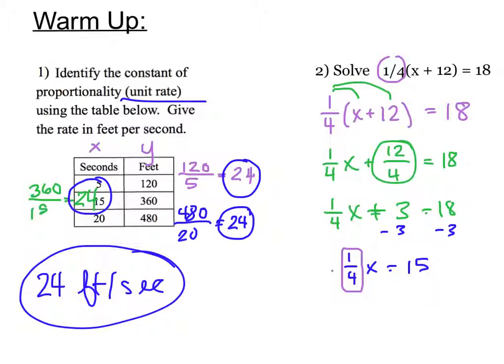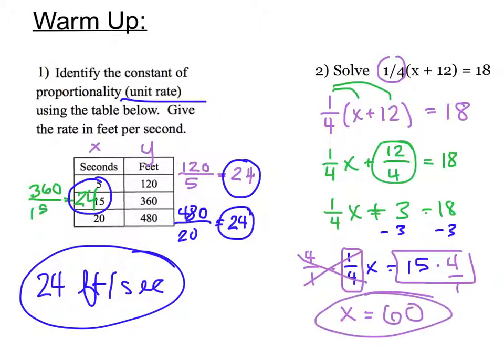easier way to do it is to multiply it by the reciprocal, which would be 4 over 1. So you multiply by the fraction flipped over, and if you do it to one side, you have to do it to the other side. So we're going to multiply both sides by 4. On the left side it cancels, so we get simply x, and on the right side we get 15 times 4, which is 60. So our final answer is x equals 60.